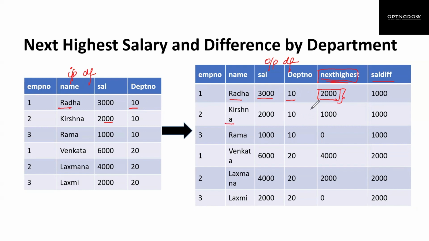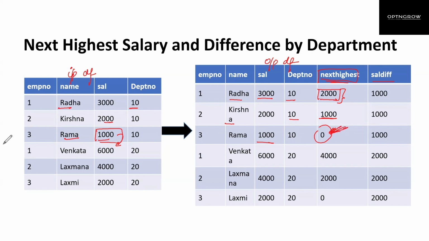Now Krishna, again the department is 10. So what's the next highest salary? It's Rama. So that's the next highest salary. For Rama, the salary is 1,000. The next highest salary is 0. Why? Because we do not have a next highest salary, since Rama has the lowest salary, as you can see on my screen. So we have to show 0 over here instead of null.